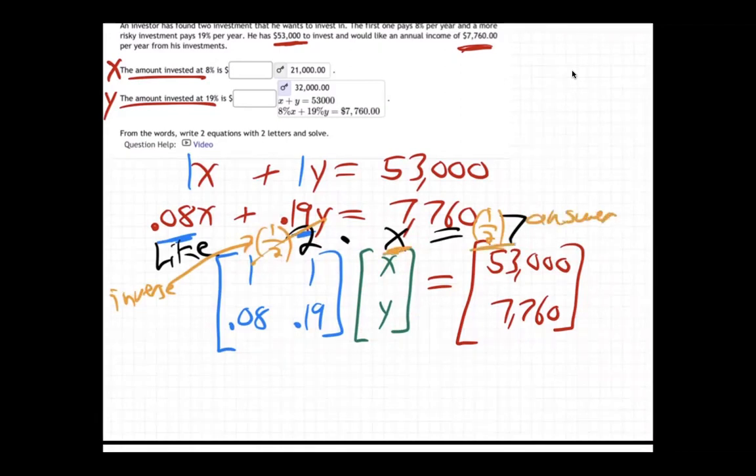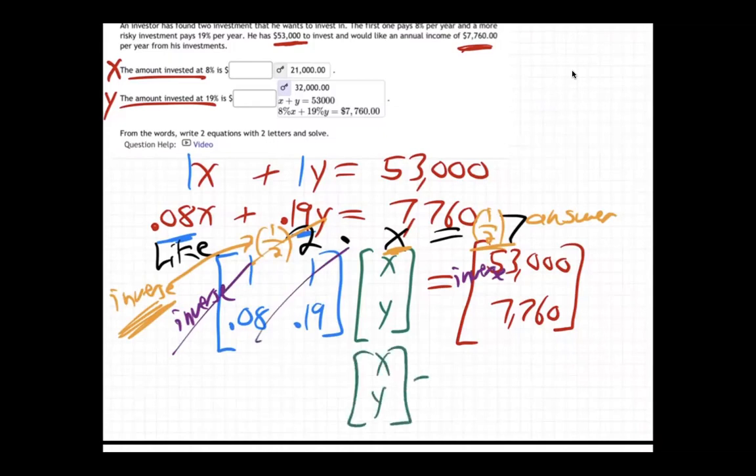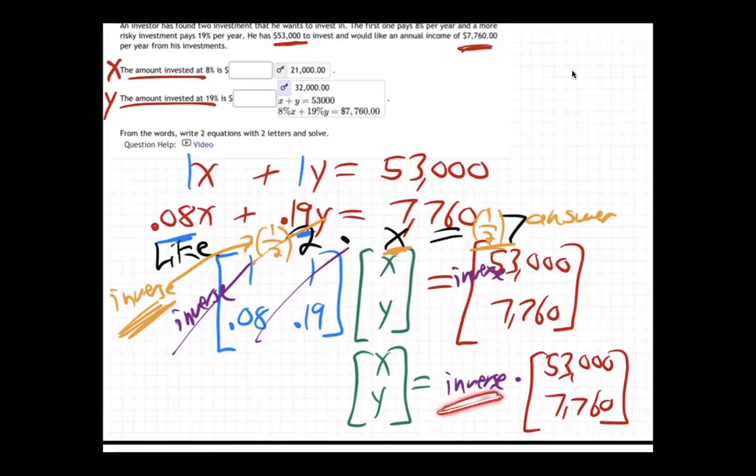So that's exactly what we're going to do here. You do the inverse on both sides, so that'll get this alone. I'm going to sneak in the inverse right here and the inverse right here on both sides. These cancel each other out. You get the XY alone. And over here, you're going to have the inverse times that matrix, the 53,000 and the 7,760, and then hit the buttons on your calculator, which I'll show you in just a second. That'll be the answer. So the inverse of this matrix, times that.